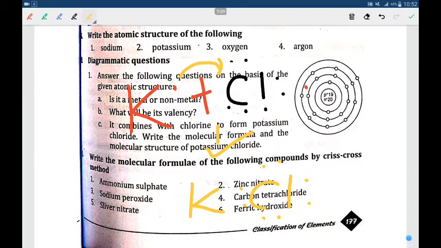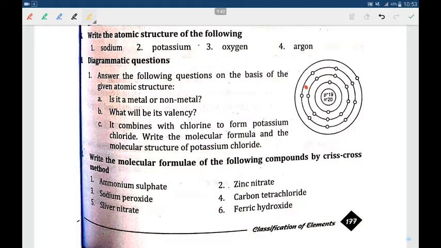So potassium is also in octet state and chlorine also in octet state. And what do we show here? K becomes positively charged and Cl becomes negative. K becomes positively charged. Why? Because it loses an electron. Cl becomes negatively charged because it gains an electron. Is that clear? Good.